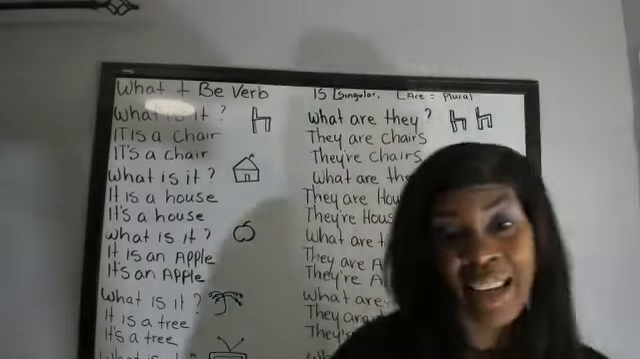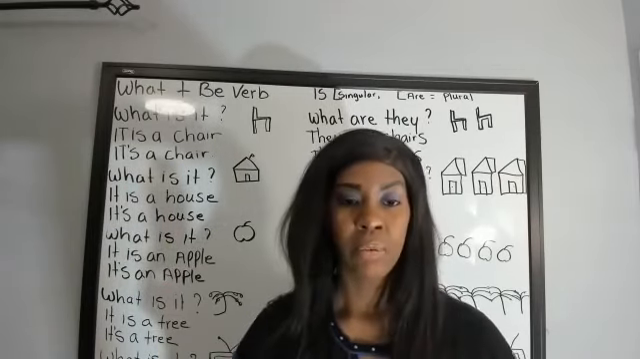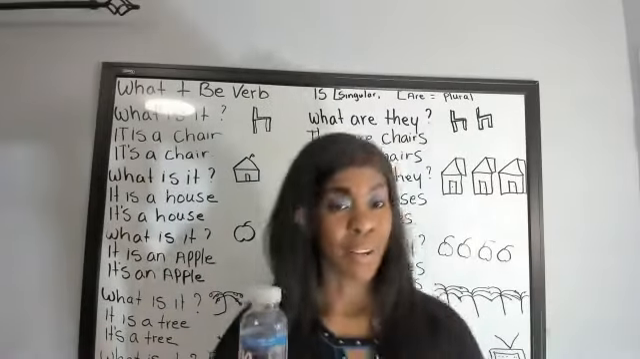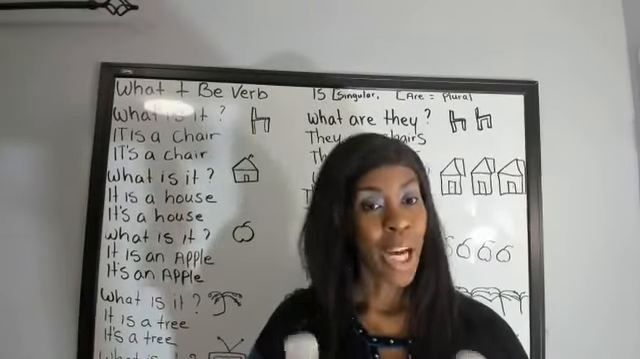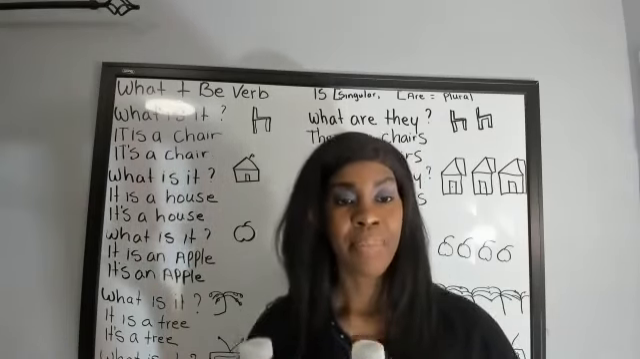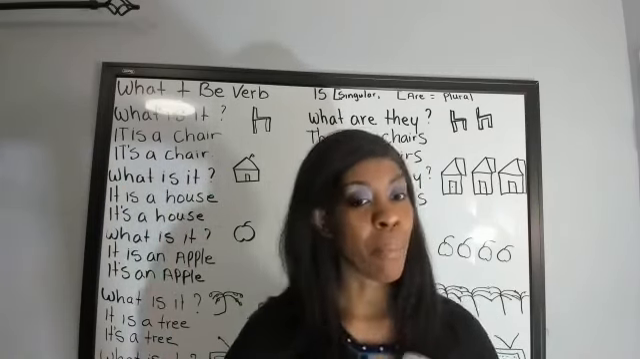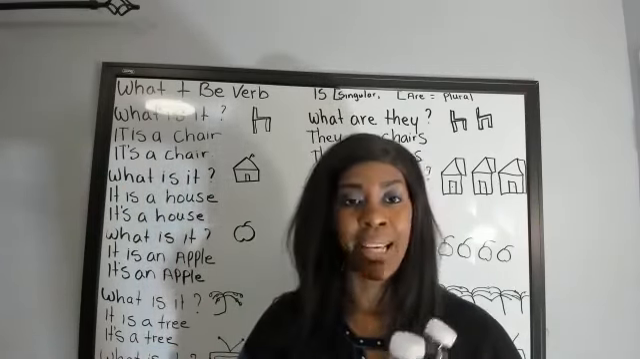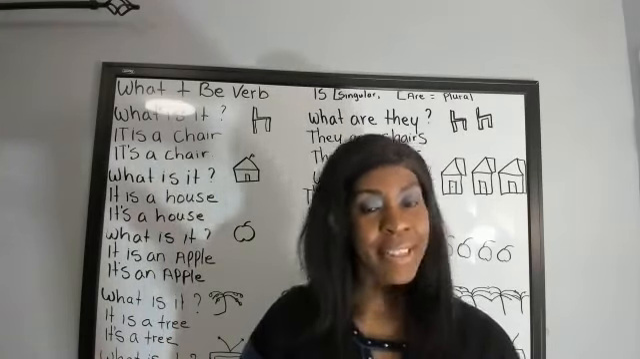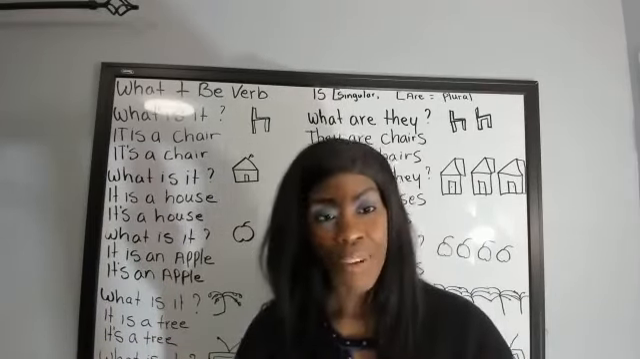So now, I'm carrying a small bottle of juice, all right? What is it? It is a bottle of juice. What are they? Now I have two in my hands. What are they? They are bottles of juice. All right? Now, in that case, you're going to add an S on bottles, not on juice. You're not going to say bottle of juices. You're going to say bottles of juice.